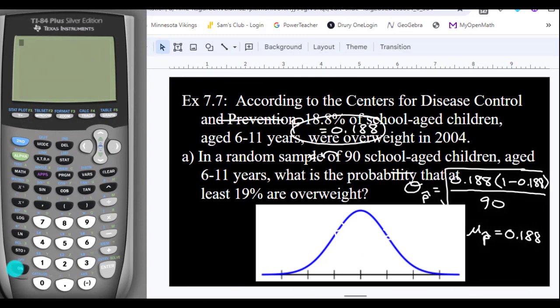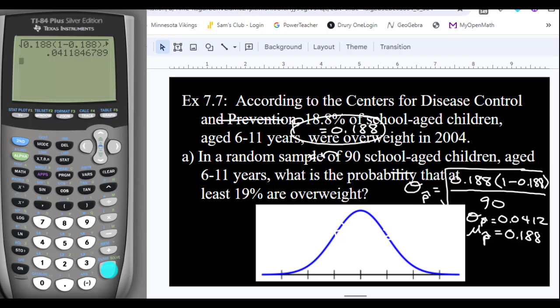So to do this problem, we're going to type in the square root of, so second and x squared. Then we type in 0.188, and then parentheses 1 minus 0.188. Close our parentheses, and then divided by 90. And so our standard deviation is 0.0412. We'll keep 4 decimal places there. So the standard deviation of p hat is 0.0412 if we round that off. So those are the two values we need.